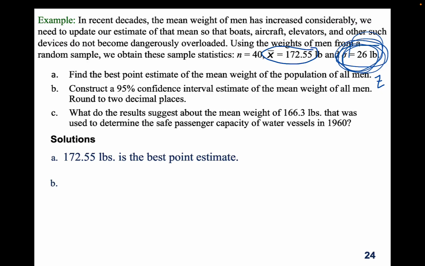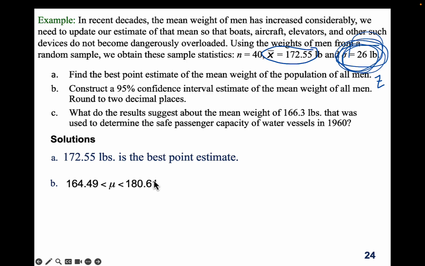Okay, for part B, we would write that interval up as accurate to 2 decimals: 164.49 < mu < 180.61. Part C says, what do the results suggest about the mean weight of 166.3 pounds that was used to determine the safe passenger capacity of water vessels in 1960? Okay, so we look at our interval and we're checking to see if 166.3 is in here. And 166.3 is between the lower and the upper limits.